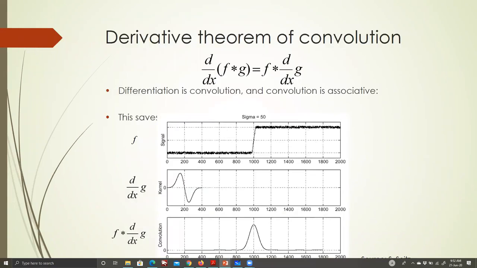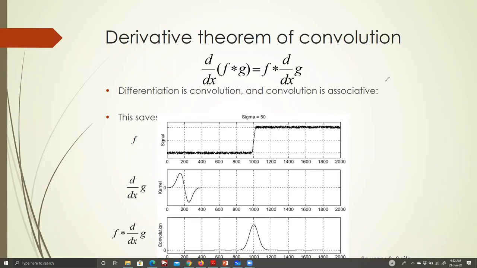You can do the same thing. Again, the same edges will be there, right? Rather than doing it one step at a time, you can take the derivative of your function and do a convolution, and that will give you an edge. So this is the derivative of a Gaussian.